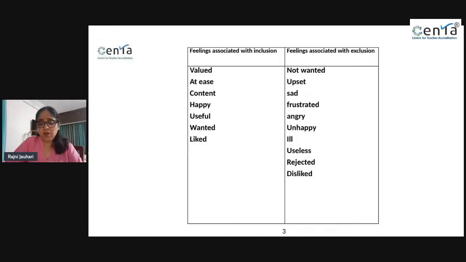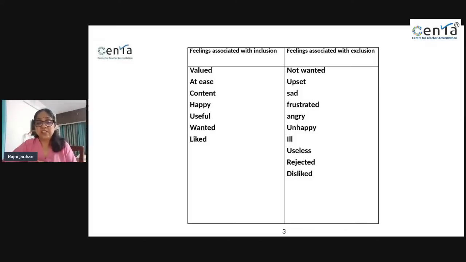So I'm sure all of us are looking for positive responses. We definitely want our children to feel valued. We want our children to be at ease. We want them to feel content. We want them to feel happy. We want them to feel useful, wanted, liked. We definitely don't want them to feel not wanted, upset, sad, frustrated, angry, unhappy, ill, useless, depressed, rejected, disliked. These are such negative emotions.